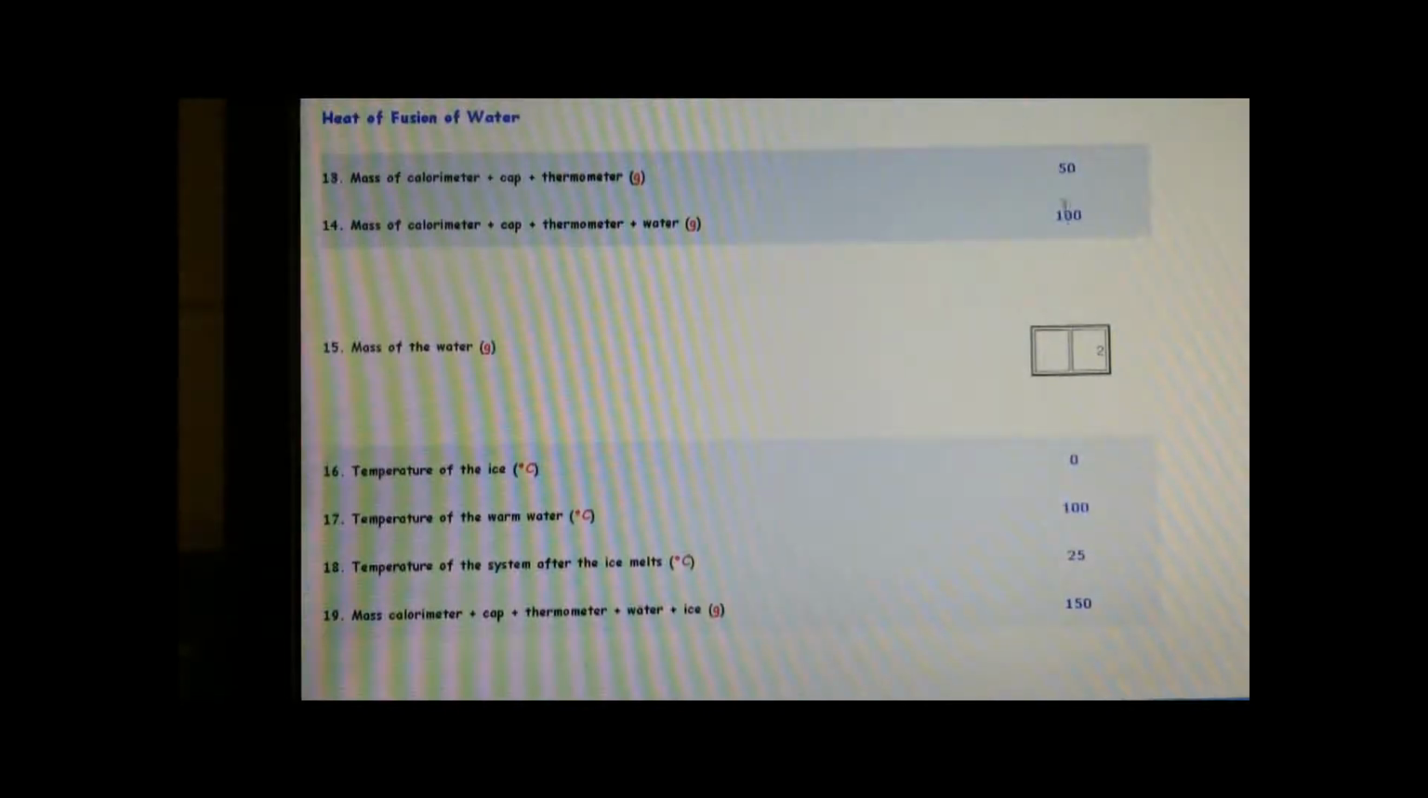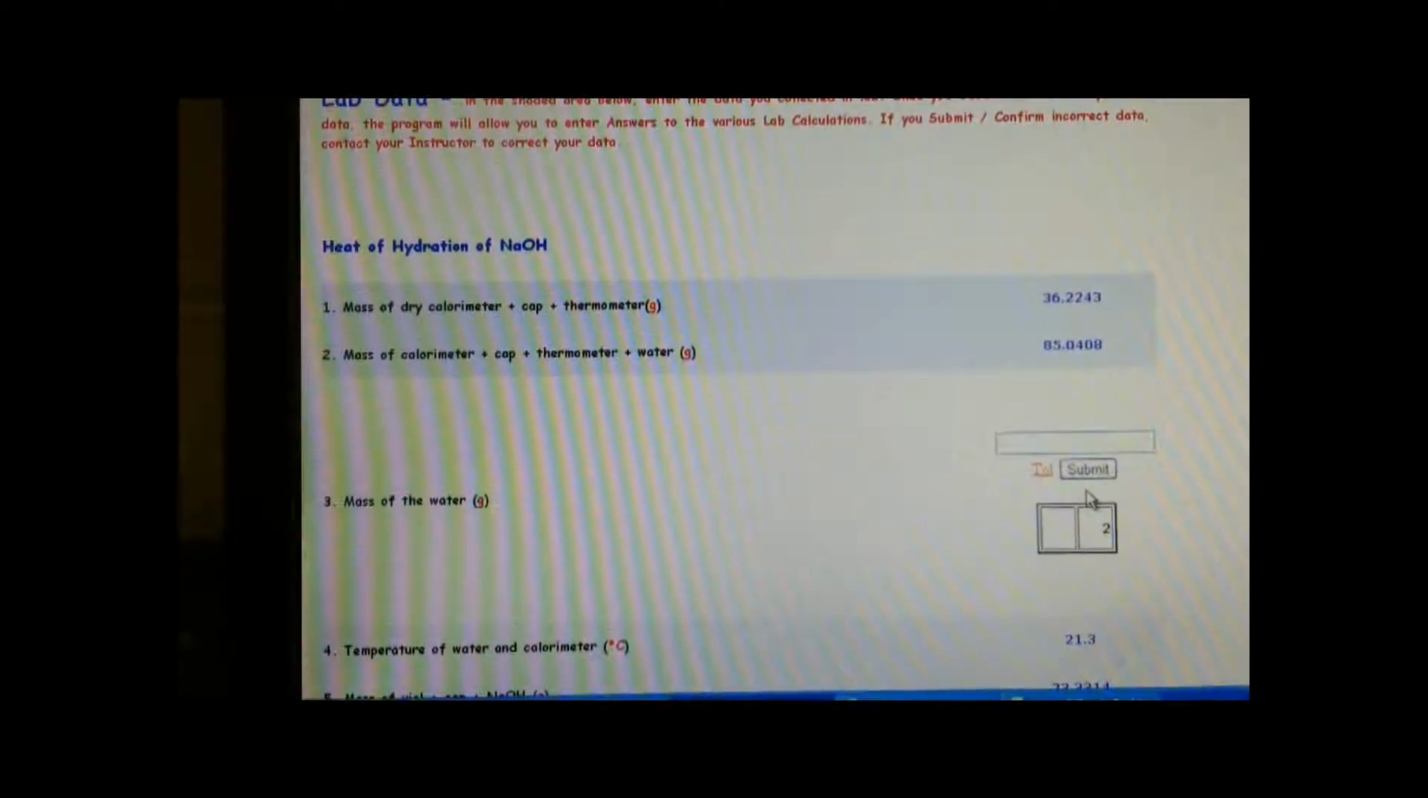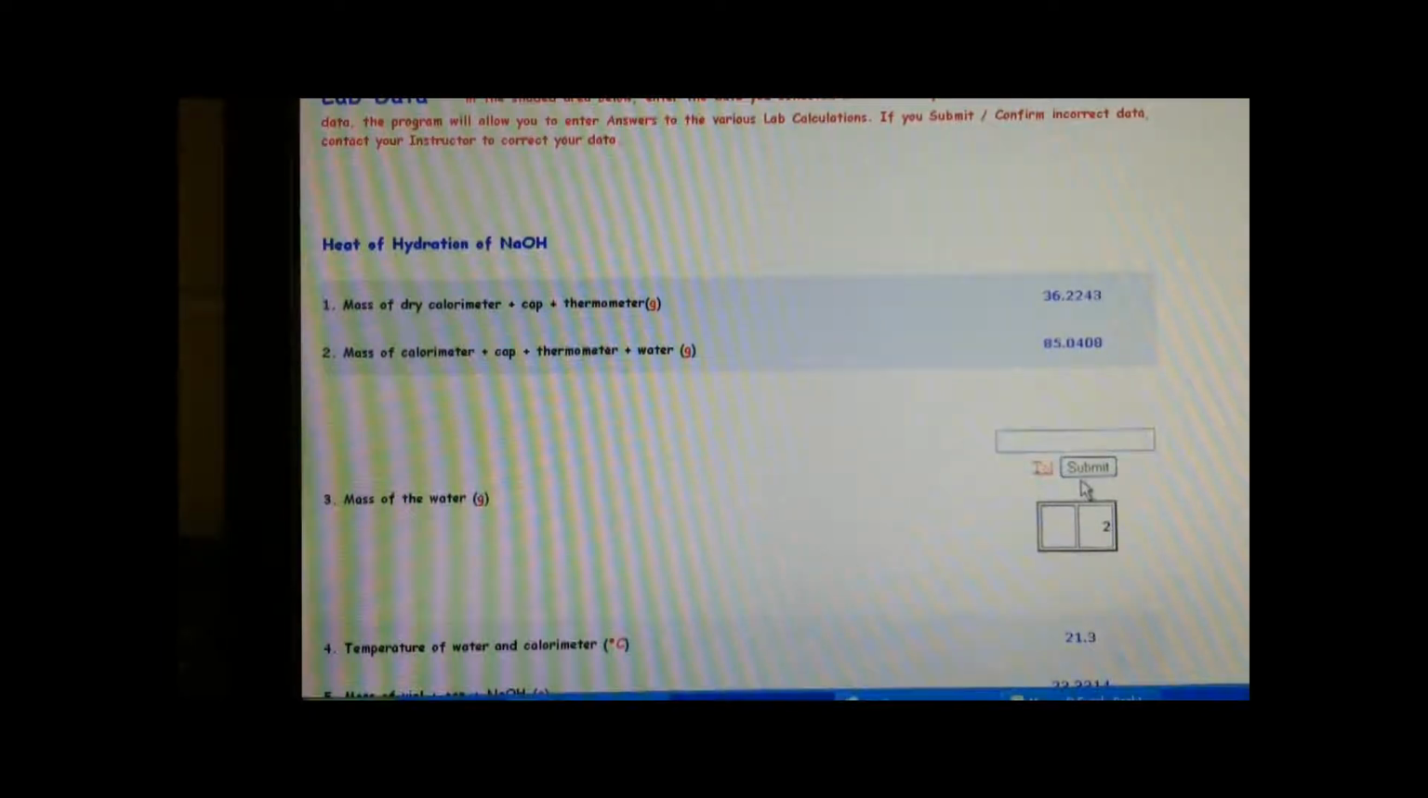All right, and then for the heat of fusion part, since we did not do that experiment, I just put in some round figures, and we'll work with those. So first let's just go through here. We have the mass of the water. Beforehand we have the data for the mass of the dry calorimeter and then with the water. So just the difference between those two will be the mass of the water.